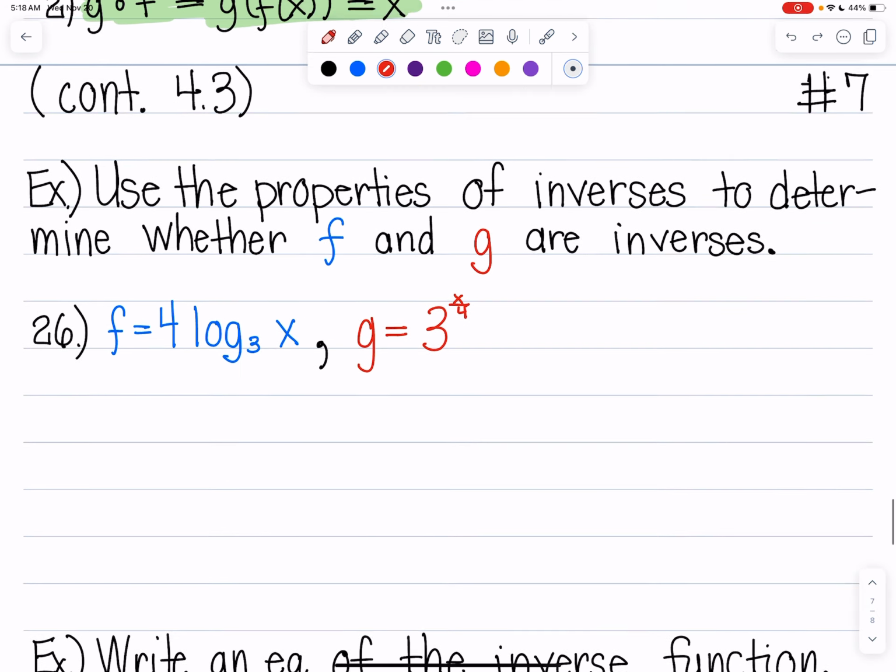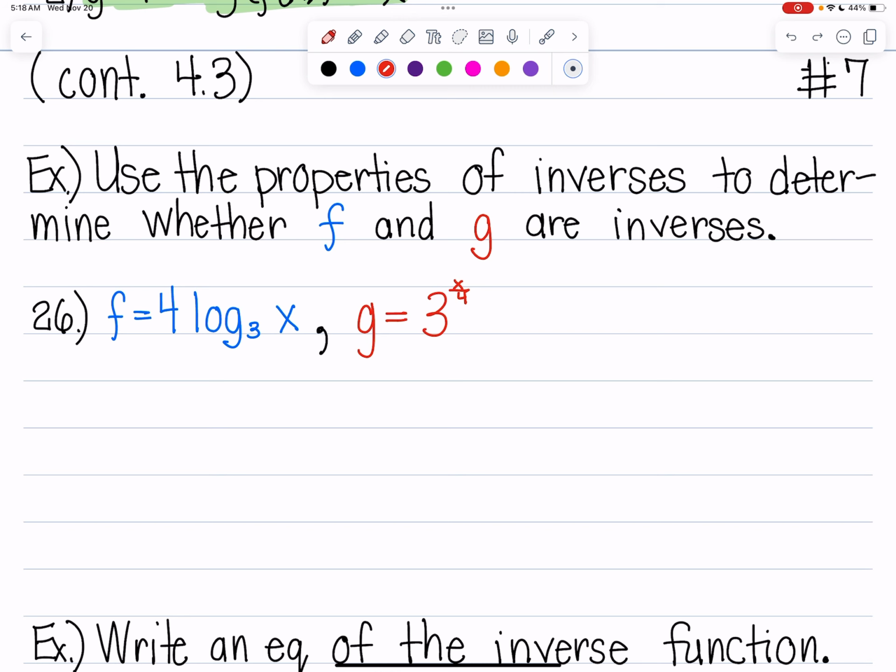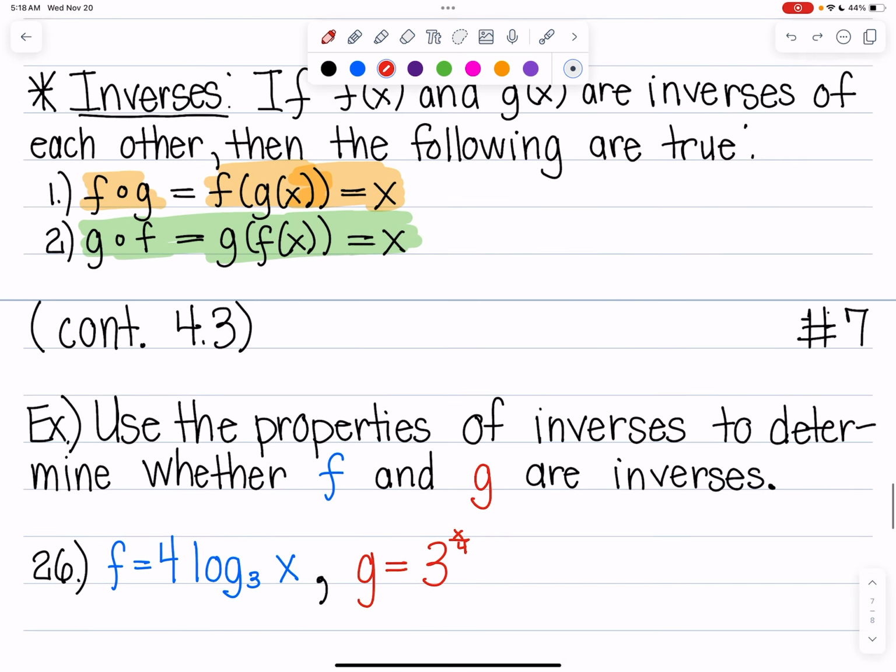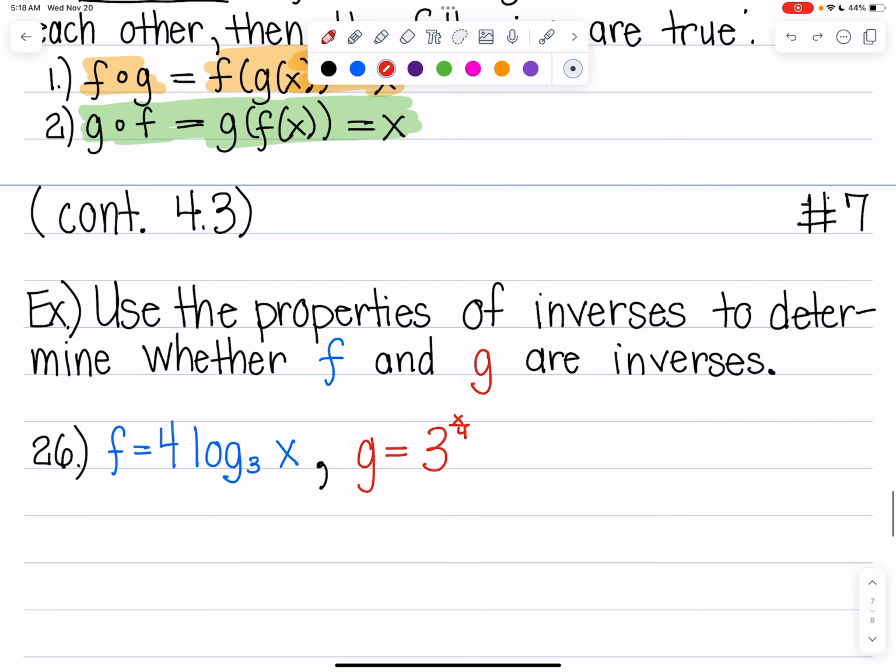Okay. So let's see what it says. Use the property of inverses to determine whether f and g are inverses. And this is what I mean by using the property of inverses. Just show both ways give you x. That's what it wants to know. If both ways give us x, you all, then they're inverses of each other. If both ways do not give us x, one way gives us x and one way gives us another thing, then they are not inverses of each other. As simple as that. Okay. So use the property of inverses to determine whether f and g are inverses. That's all we're trying to do. Are they inverses? They should come back to x either way.